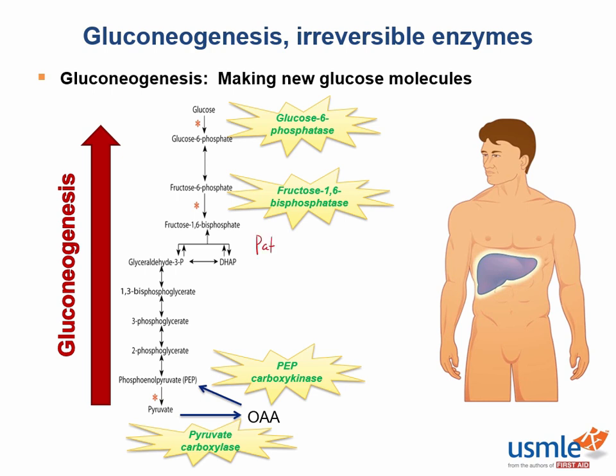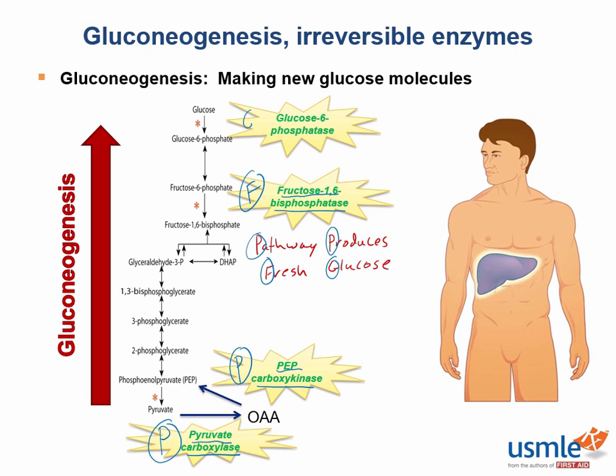Well, just remember that gluconeogenesis is the pathway that produces fresh glucose, where the first P in pathway stands for pyruvate carboxylase. And the second P in produces stands for phosphoenolpyruvate carboxykinase. And our F in fresh stands for fructose 1,6-bisphosphatase. And our G in glucose stands for glucose 6-phosphatase.